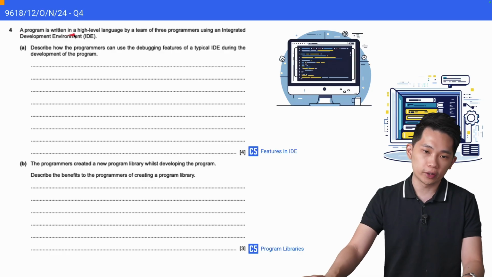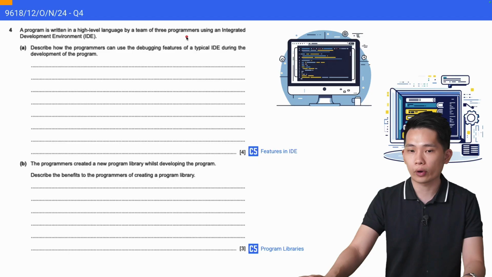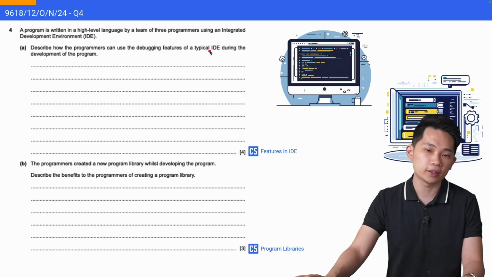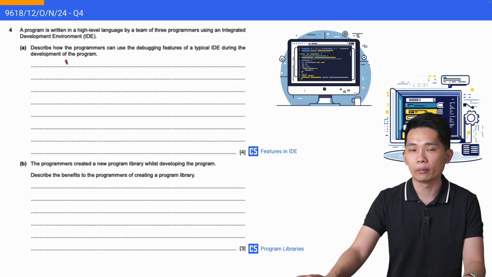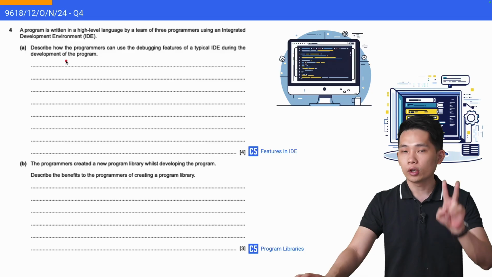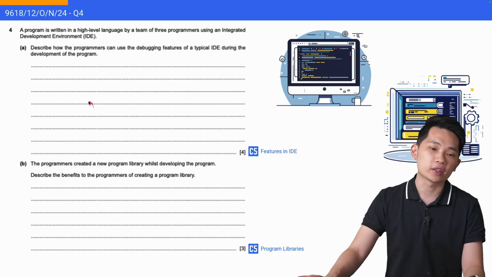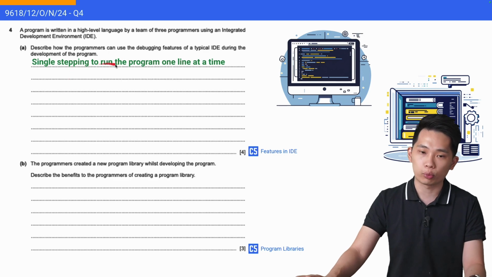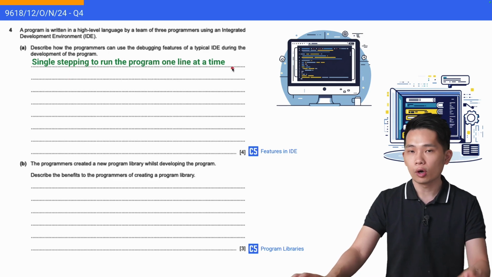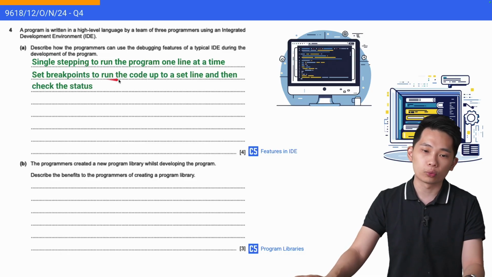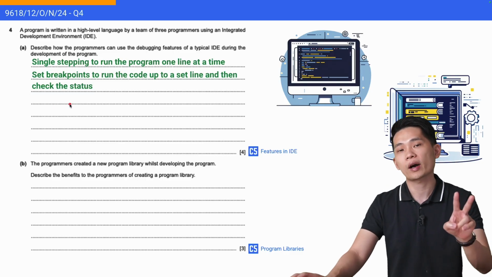A program is written in a high-level language by a team of 3 programmers using an integrated development environment, IDE. Describe how the programmers can use the debugging features of a typical IDE during the development of the program. Since this is a 4-mark question, you can write 2 features and then elaborate each feature to get 2 marks for each feature. We can start with single stepping to run the program 1 line at a time. So 1 feature and then 1 explanation. Next, set breakpoints to run the code up to a set line and then check the status to get another 2 marks for this question here.